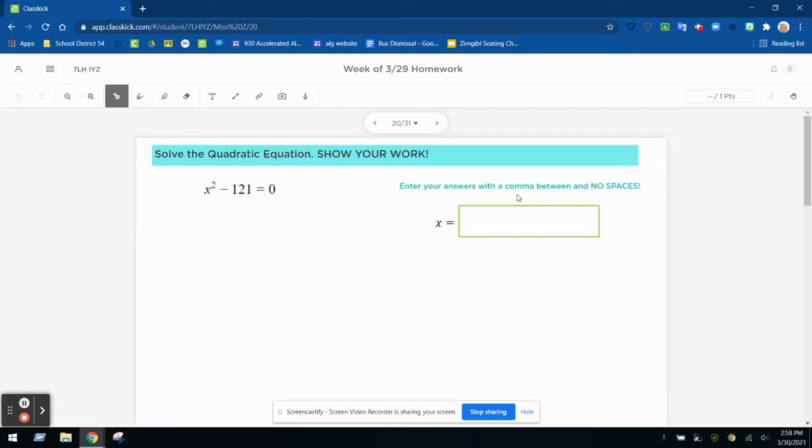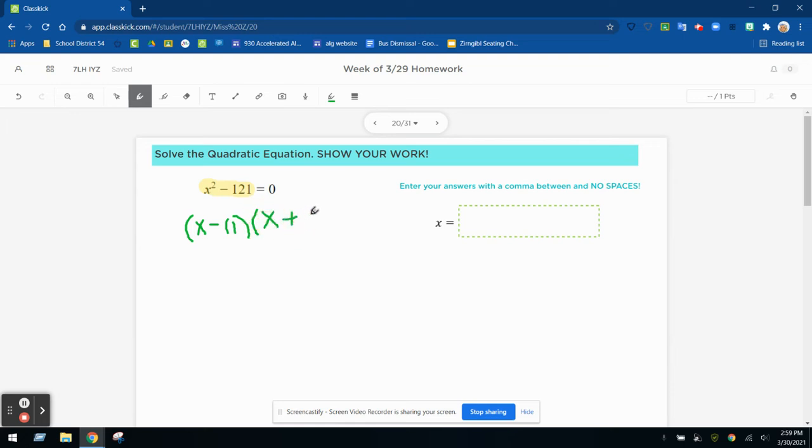All right, it says to solve the quadratic equation. I don't know if you recognize this. I know it's been a while, but that is the difference of two squares, right? X squared and 121 are both perfect squares. And I'm finding the difference between them, right? So the difference of two squares, we have x minus 11, x plus 11, right?